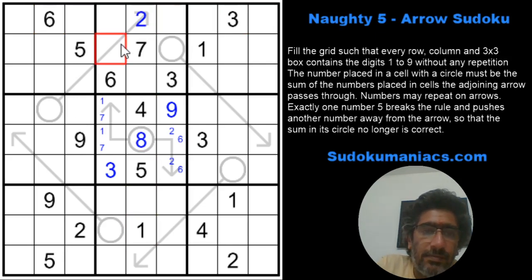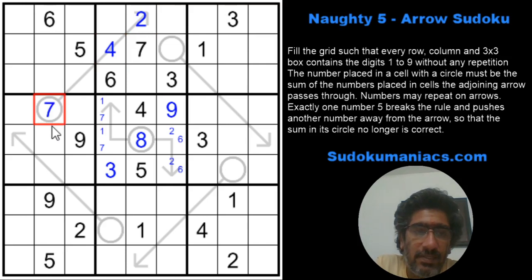And here, 1, 2, 3 not possible. 4 is possible. 5, 6, 7 not possible. 8. But again, if the 8 comes here, 2 plus 8 would be 10. And I require a sum that has to be less than 9 because this is a legitimate arrow, right? So I have 2 and 4, which adds up to 6.